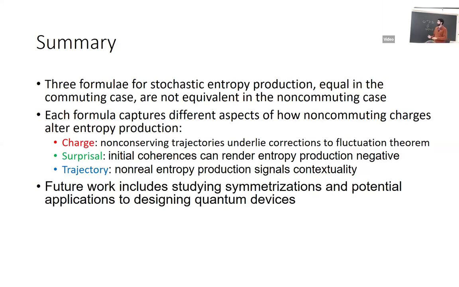So some of the future work we're interested in is studying potentially symmetrizing some of our definitions with these quasi-probabilities, as well as seeing if there are applications now of these definitions we propose, perhaps in designing or improving the efficiency of quantum devices. So for example, studying how a quantum heat engine could be enhanced using, say, coherences. Okay, so with that, thank you for your time, and I'm happy to take questions.